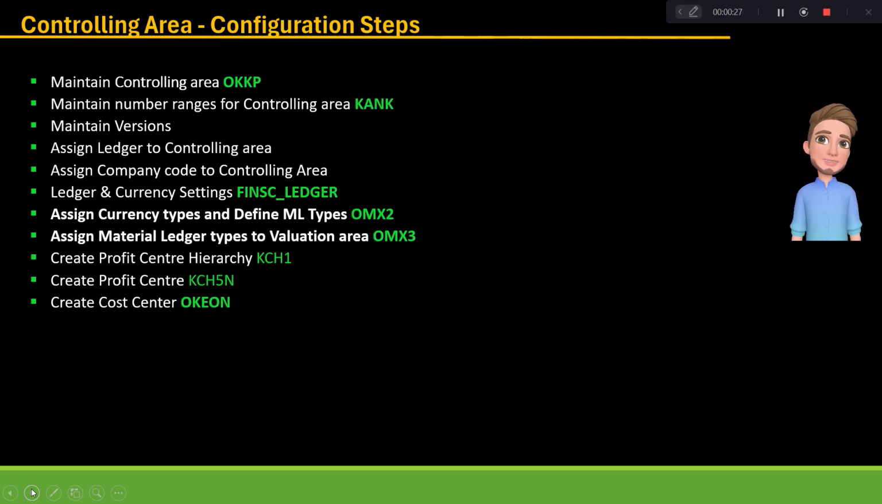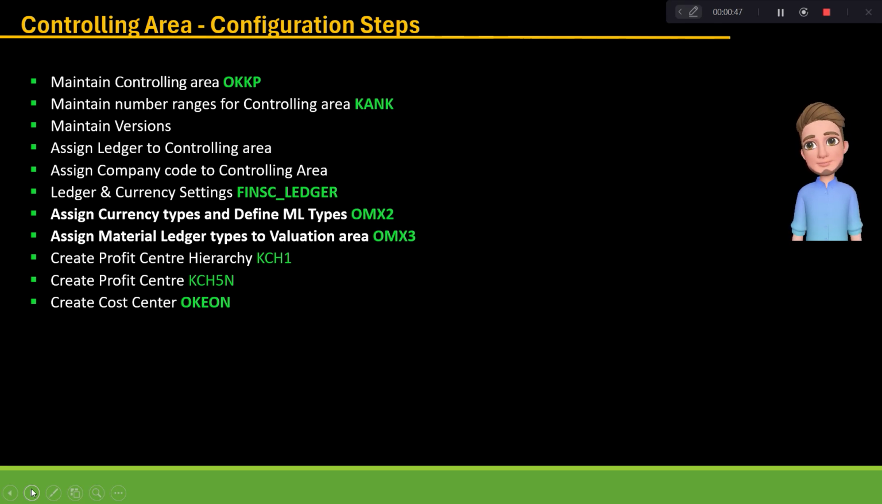We are going to maintain a controlling area. When I say maintain, you are going to create a controlling area. You will assign number ranges for controlling documents. You will maintain versions, very important. Then assign ledger to controlling area, assign company code to controlling area, ledger and currency settings.